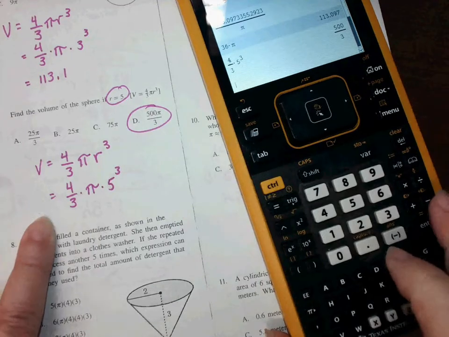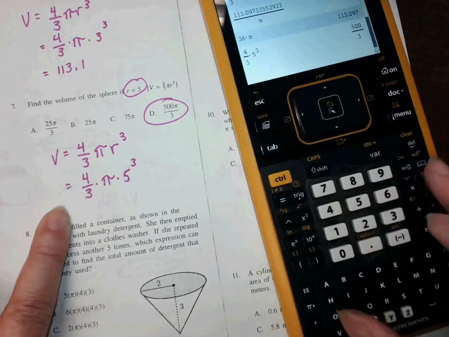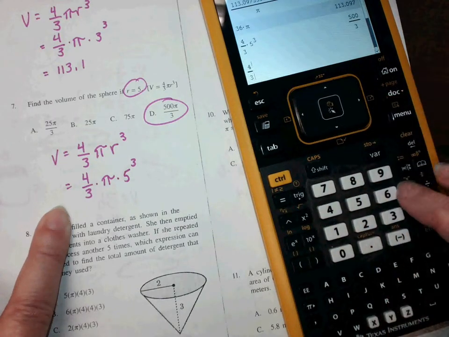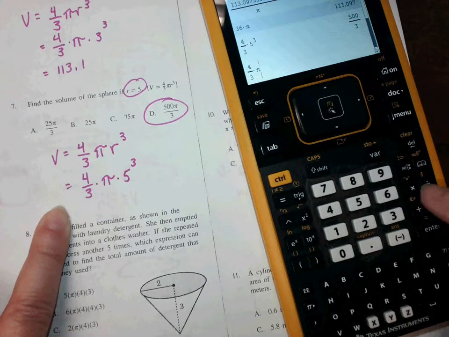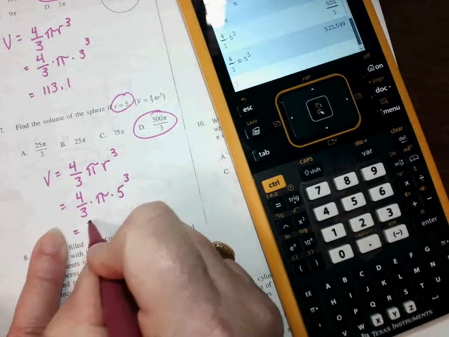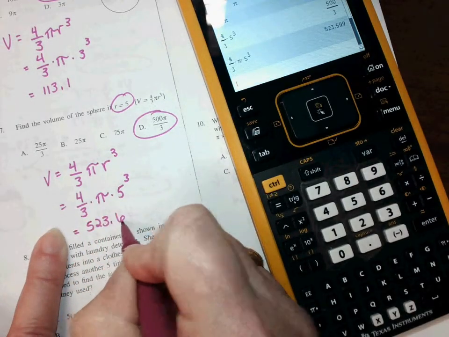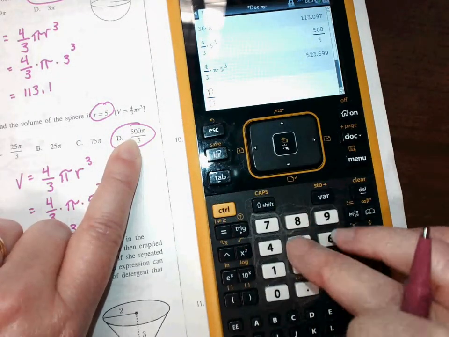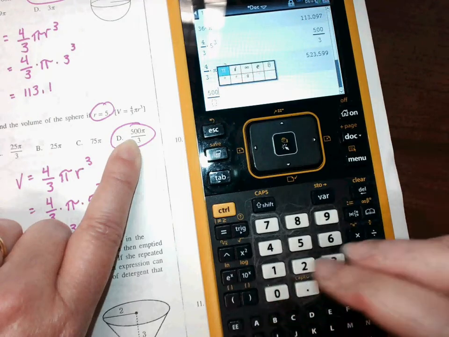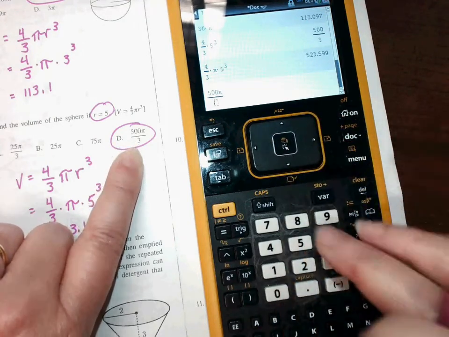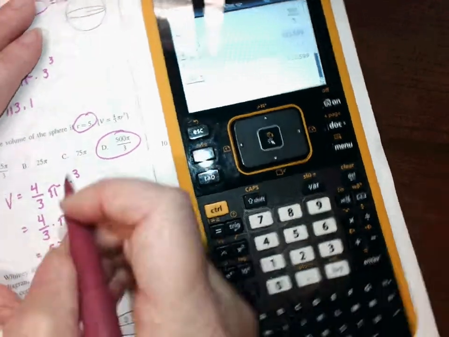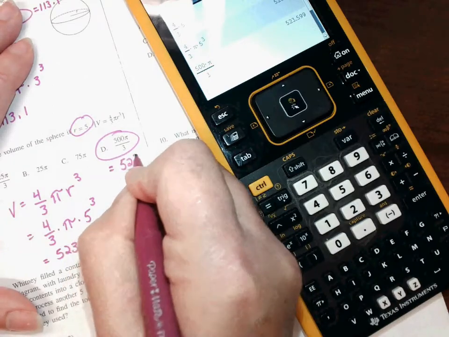Okay? If your answer choices are not in terms of pi, you would multiply it all out, and you would do control divide, 4/3 times pi times 5 cubed, and you get 523.6. And if you do control divide and you do 500 times pi on the top and then 3 on the bottom and hit control enter, you get the same answer. Okay, so this is actually equal to 523.6.